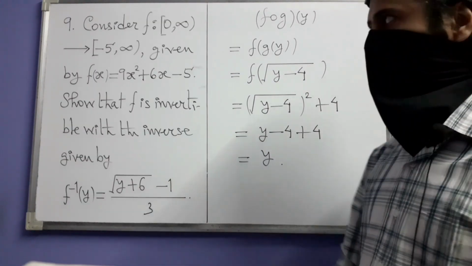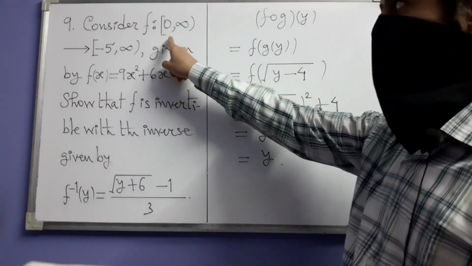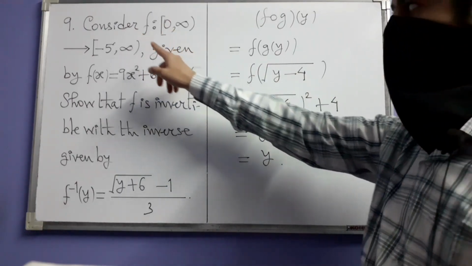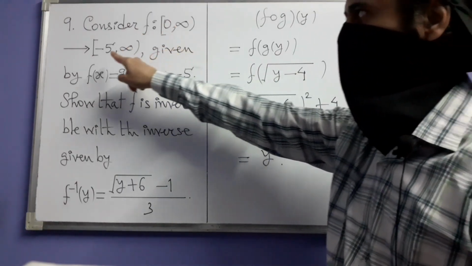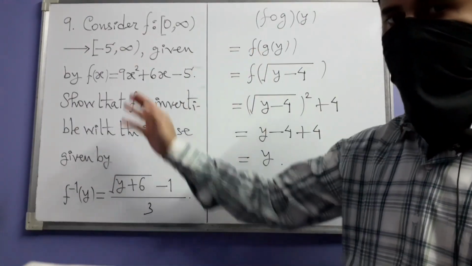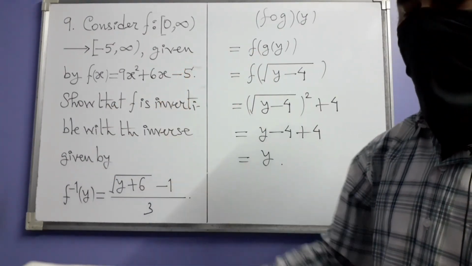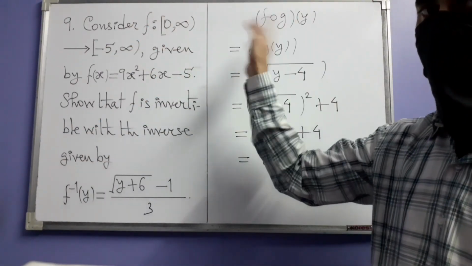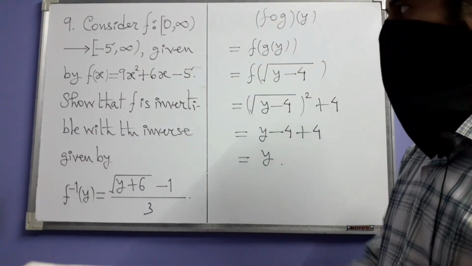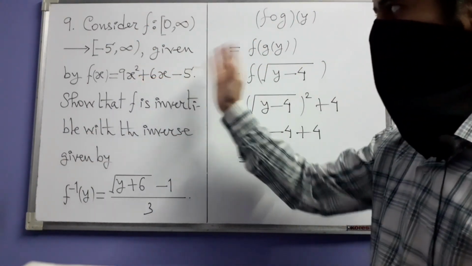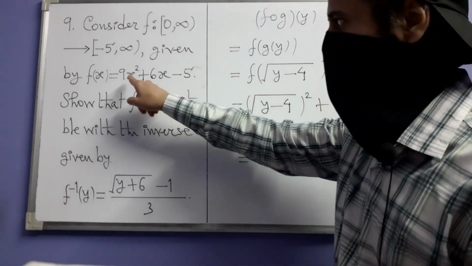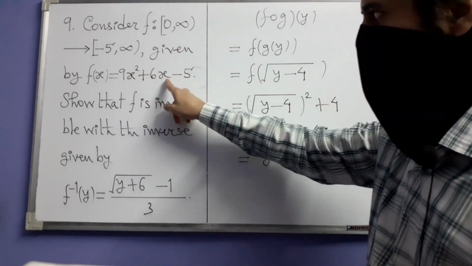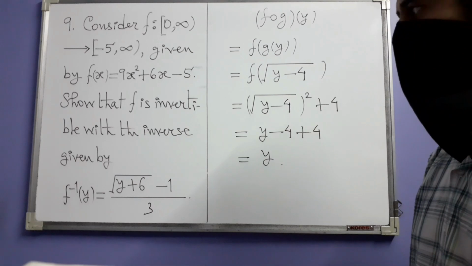Number 9 is also similar. This time we are considering another such function f from 0, infinity into minus 5, infinity. Same type of rays or intervals. Closed on the left side and open on the right side. And the function f is given by this formula. F of x is 9x squared plus 6x minus 5.